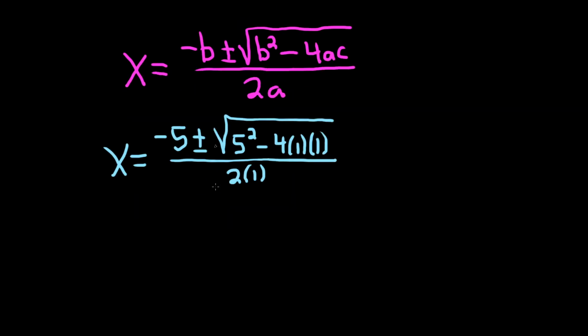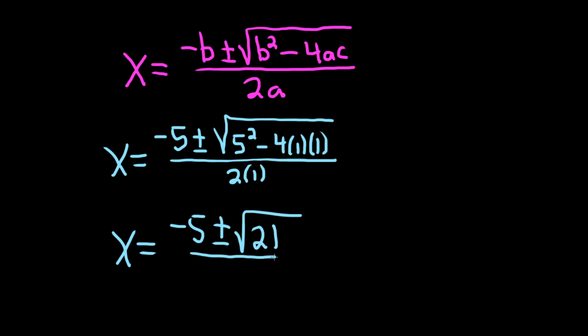All right, see what happens here. So x equals negative 5 plus or minus the square root of, 5 squared is 25, so you have 25 minus 4. So that's going to be 21. Yeah, looks good. All over 2. And that should be the final answer.